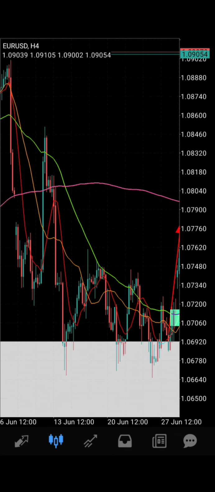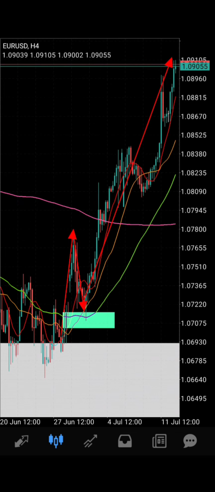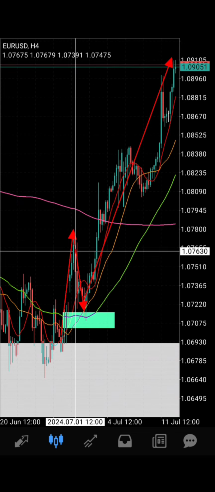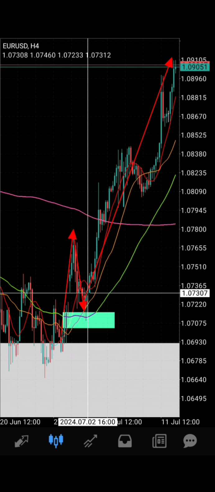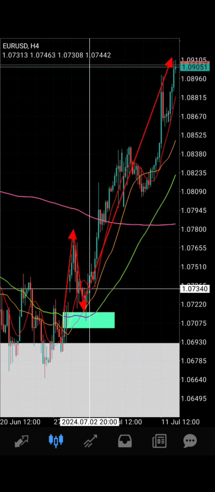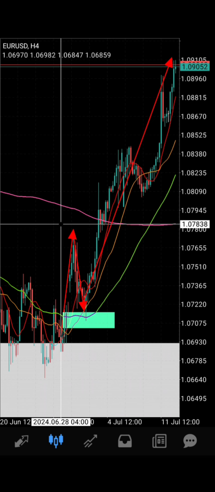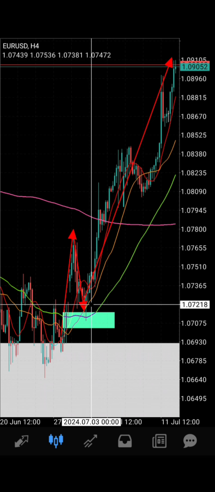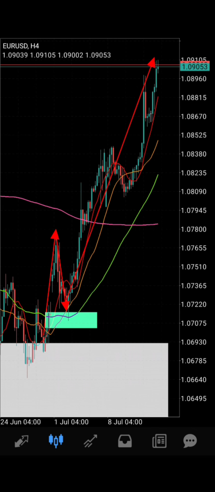All along, price was moving properly below our EMAs until this particular strong move right here, which signaled that the big boys are now pumping money to take price upwards and change the trend of the markets from a bearish market to now a bullish market, right? So that is basically how we do top-down analysis.